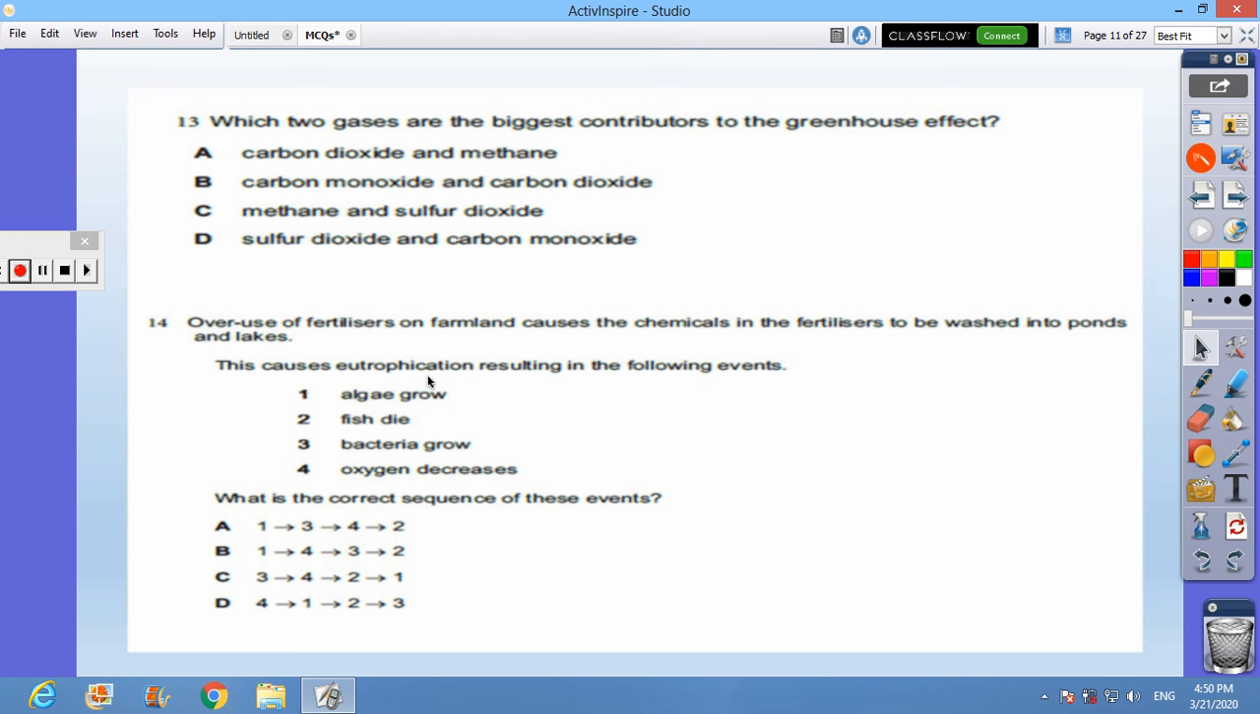14. Overuse of fertilizers on farmland causes the chemicals in the fertilizers to be washed into ponds and lakes. This causes eutrophication resulting in the following events: 1, algae grow, 2, fish die, 3, bacteria grow, 4, oxygen decreases. Which is the correct sequence of these events? The answer is A, 1, then 3, then 4, and 2. So, algae grow first, bacteria then grow, oxygen decreases, finally fish die.